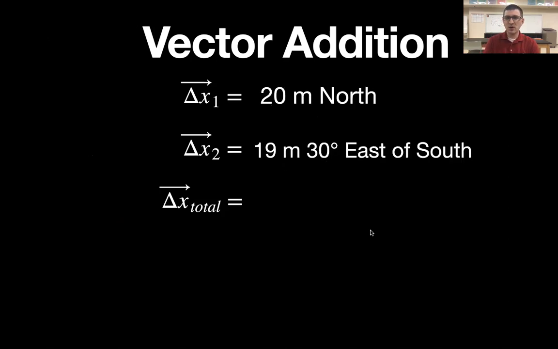But things get more complicated if you're given a problem that looks a little bit more like this. And problems that look like this are, unfortunately, a little bit more common. So if you travel 20 meters north and then 19 meters kind of east and south, a little bit east of south, you're going mostly south and a little 30 degrees east. What does that look like?